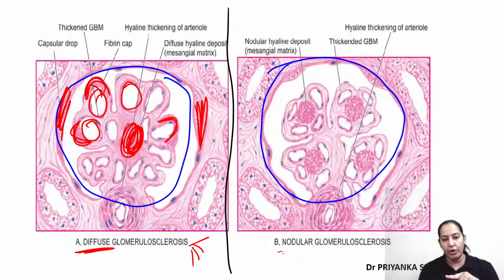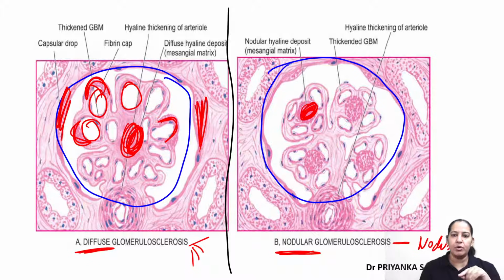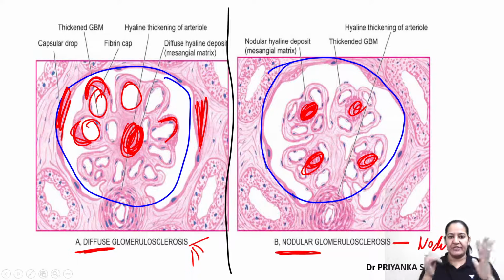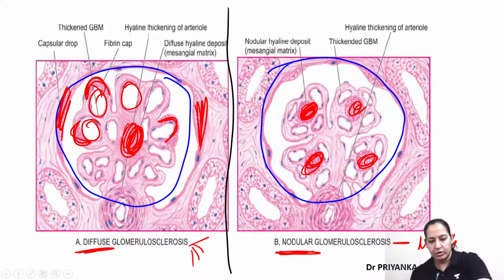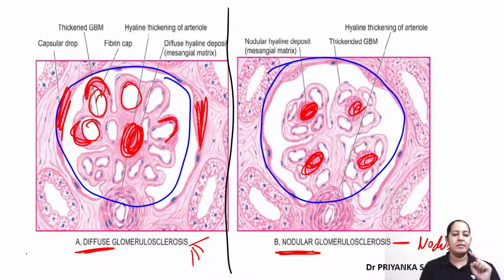In the nodular one, hyaline is deposited in the form of nodules, not at multiple places. So it is deposited in the form of circular, oval nodules. So you can see the difference. Everyone give me a thumbs up. Now, if the question comes, which is more common, the answer is this. If the question comes, which is more specific, the answer is this.